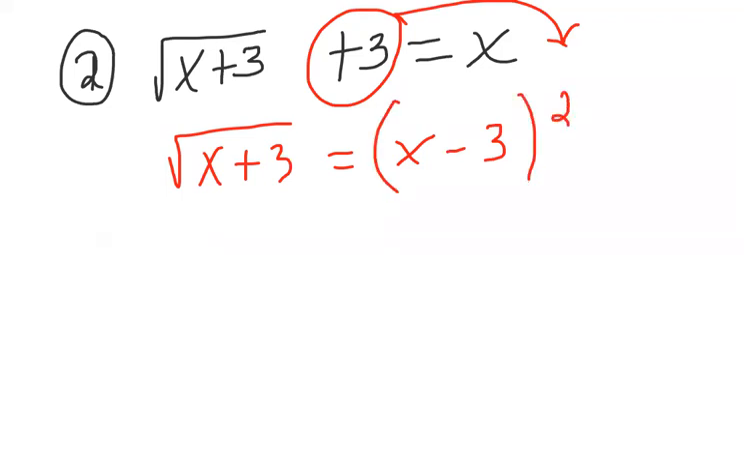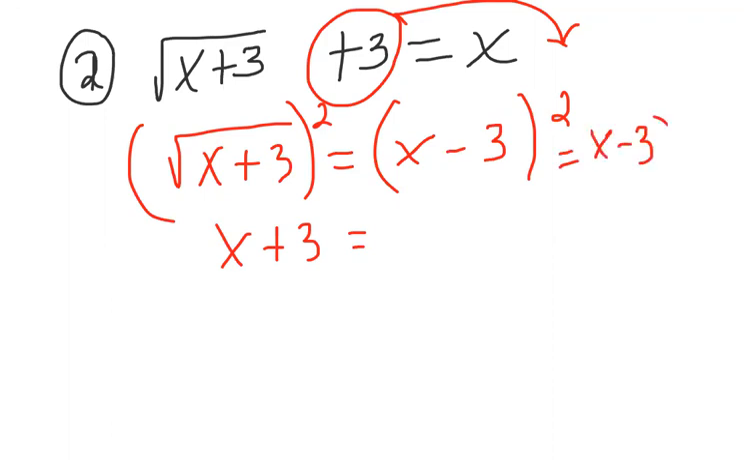So we square both sides. So we get x plus 3 is equal to, now guys, here's where you need to be super careful. You have an x minus 3 squared. X minus 3 squared means x minus 3 times x minus 3. So you're going to have to FOIL to solve this.